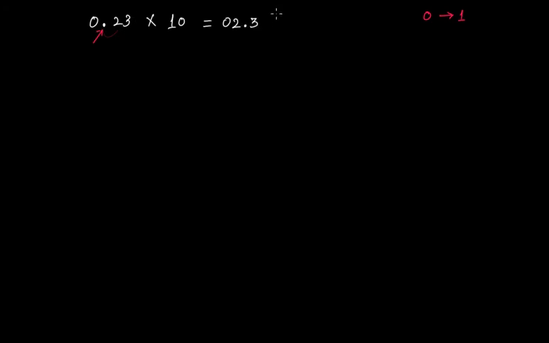So that gives 0 2.3. What if it was 0.23 multiplied by 100? In this case, your decimal point is here.